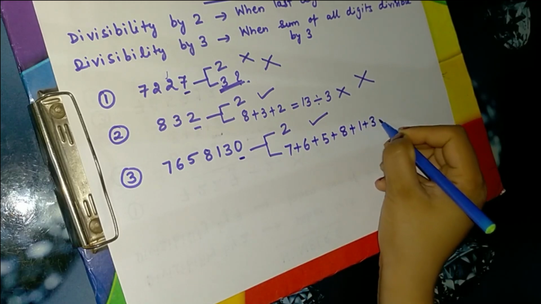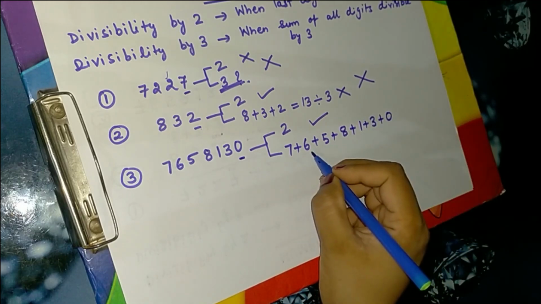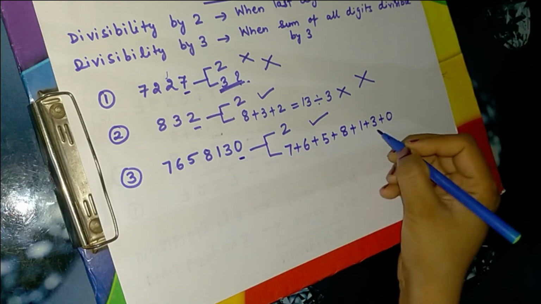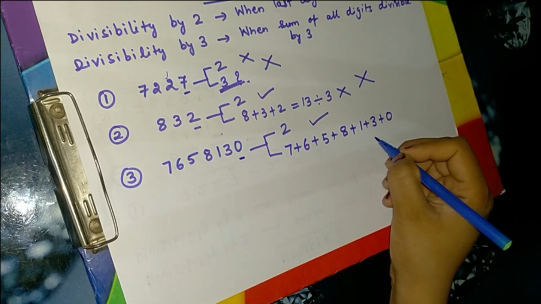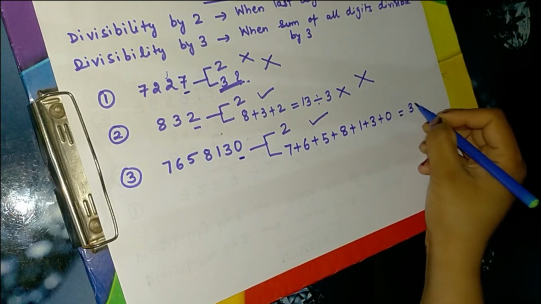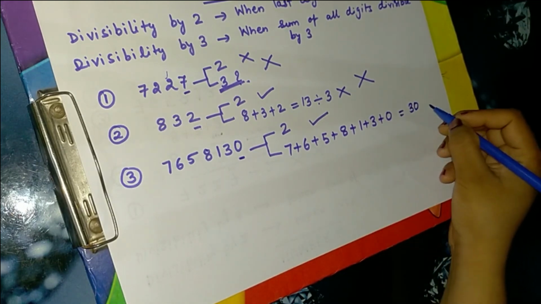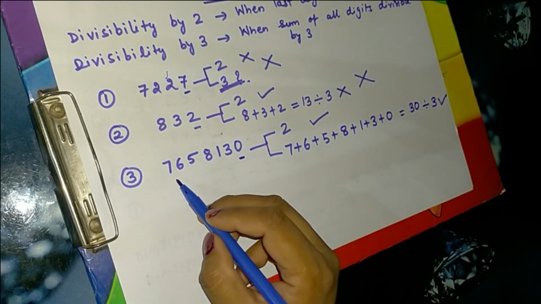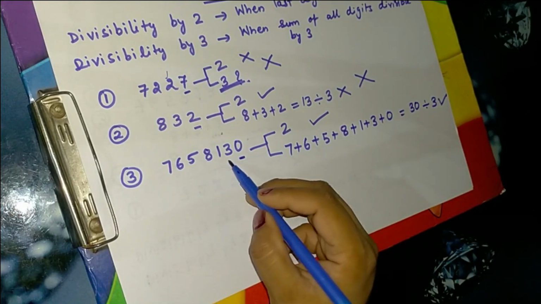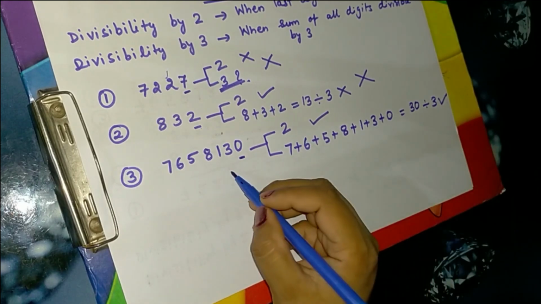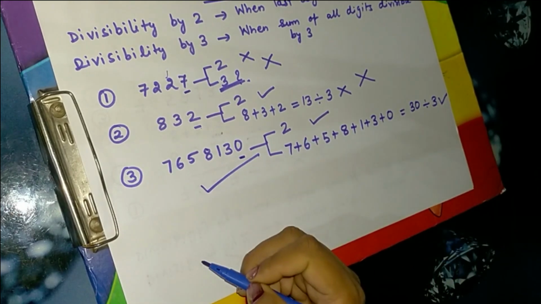So when we add all the digits, 7 plus 6 is 13, 13 plus 5 is 18, 18 plus 8 is 26, 26 plus 1 is 27, 27 plus 3 is 30, 30 plus 0 is 30, and we know that 30 is divisible by 3. So you can see that this number 76,58,130 is divisible by 2 and 3 both. So we can say that this number is also divisible by 6.